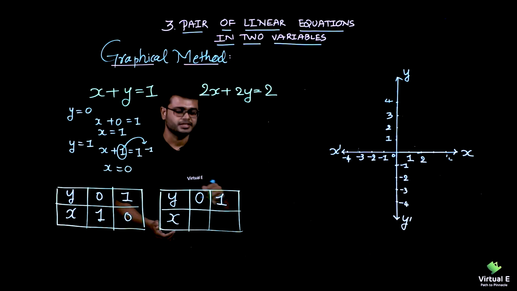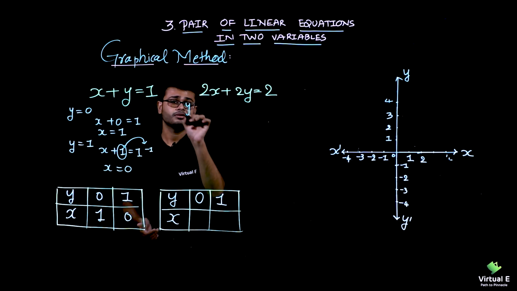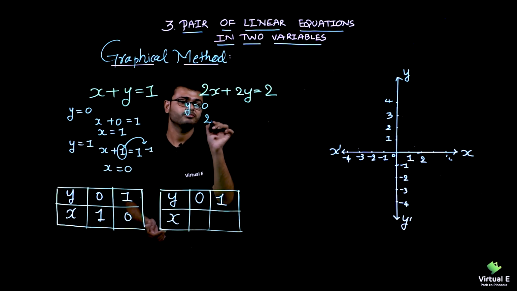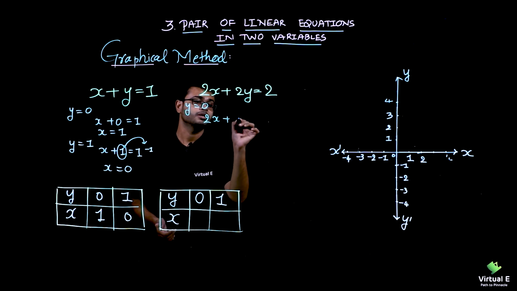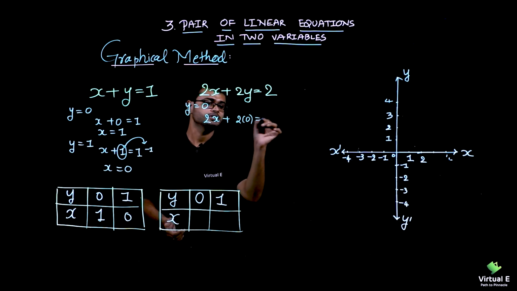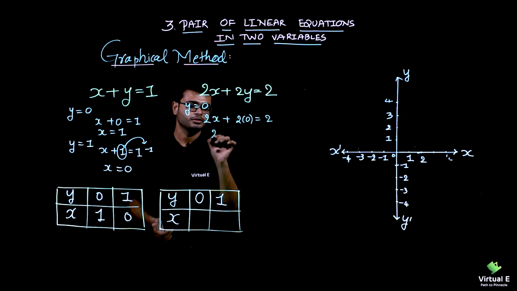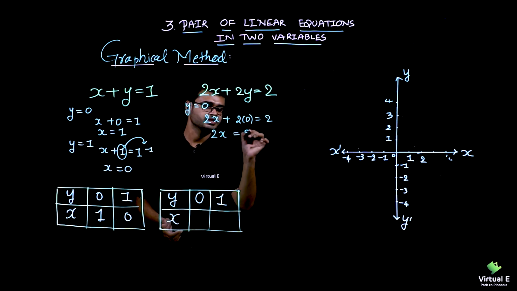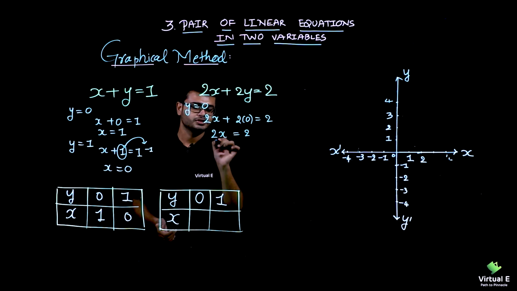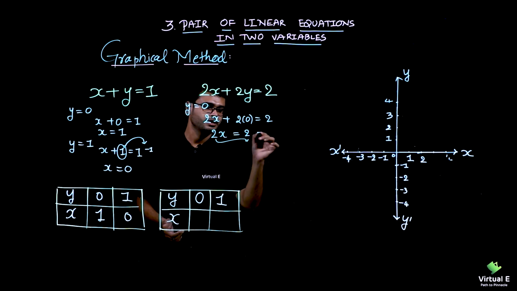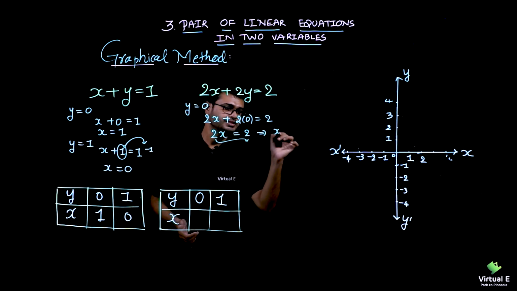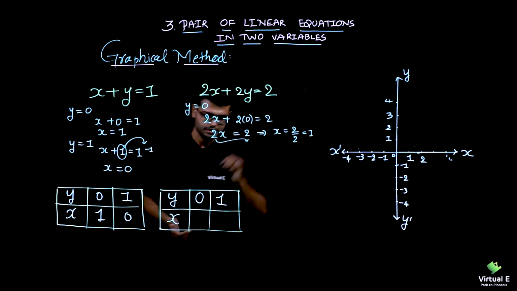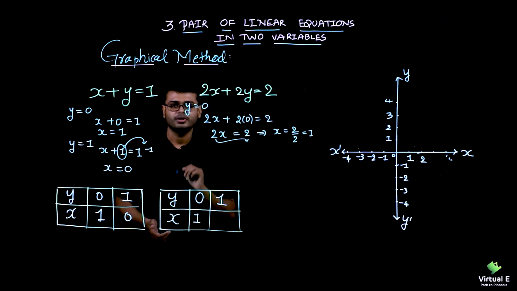Let's talk about this case. So y is equal to 0. That will give me 2 into x plus 2 into 0 is equal to 2. So I have the equation 2x is equal to 2, and this 2 will go into the denominator and I will get x is equal to 2 over 2 is equal to 1. So I can write here 1.